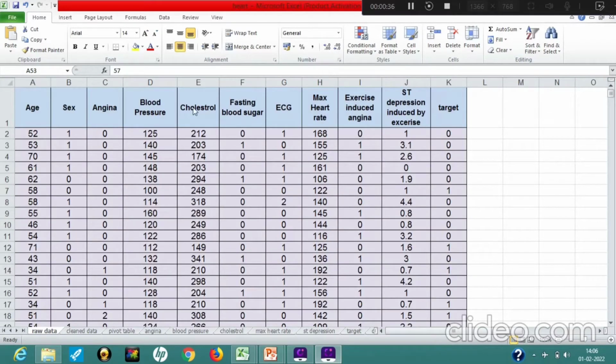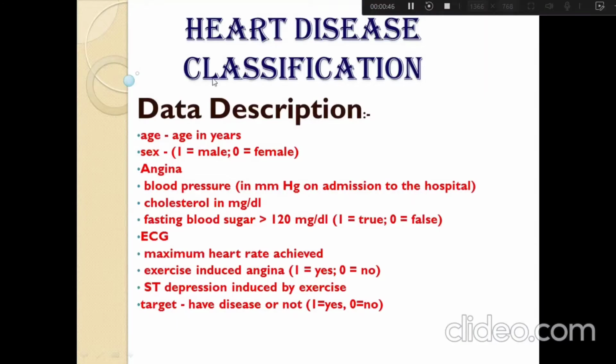Now I changed my data description in a well-defined manner which can be easily understood by others. Now these are my data descriptions. Age. The age is represented in years. Sex. 1 is represented as male and 0 is represented as female.